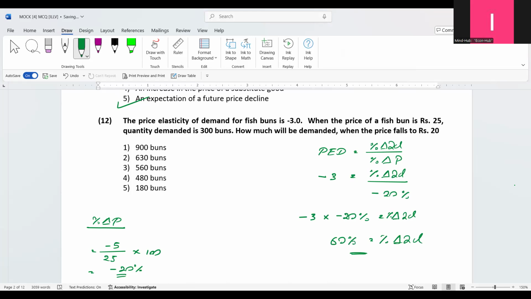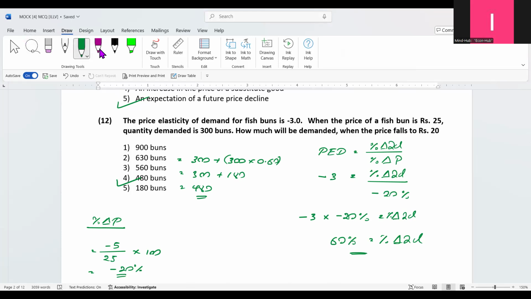Price is decreasing anyway. So what we do is we take 300 and add 60%. Add because increase. 60% of 300. Is that clear? So 60% of 300 would be 180. So 300 plus 180. So we get 480. Correct answer number 4. Okay, correct answer number 4.